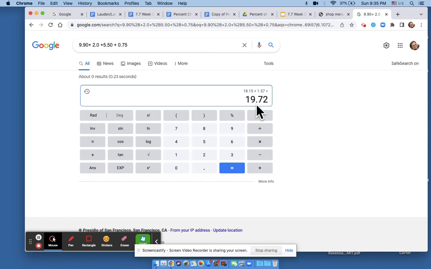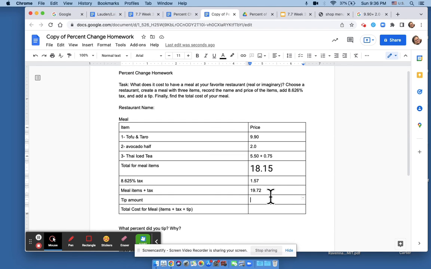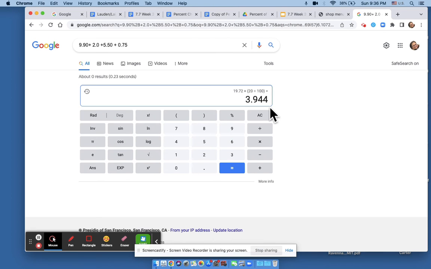So I'm going to say 20% of this 19.72. So times, let's do the same way we did it. 20% or 20 divided by 100, or 0.2, same thing. That's going to give me $3.94. So I probably put this on my credit card. I'm just going to click 20%, $3.94. So my total cost for my meal would be $19.72 plus $3.94.